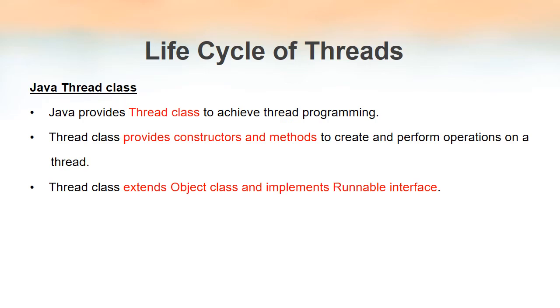The Thread class in Java extends the Object class. As we all know, the Object class is the class that is inherited by all the classes in Java. Or in other words, we can say the Object class is the parent class of all classes. So naturally, the Thread class is also a child class of the Object class. And at the same time, the Thread class implements an interface, and that interface is known as the Runnable interface.